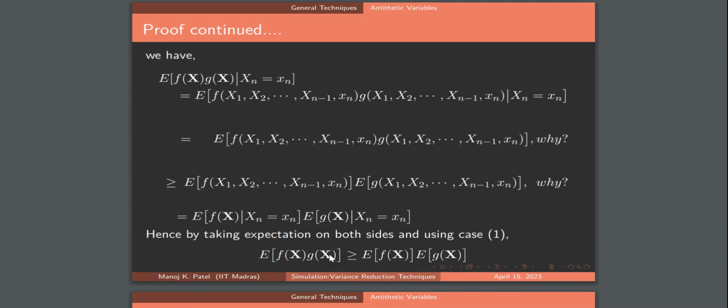So this will be greater than or equal to, by using equation 1 for n minus 1 variables as we have assumed, the expectation of f(X) given Xn equal to xn and the expectation of g(X) given Xn equal to xn. Hence by taking the expectation on both sides we are done, because if we use the expectation again here and use the case for n equal to 1, we have proved equation 1, so we are done.